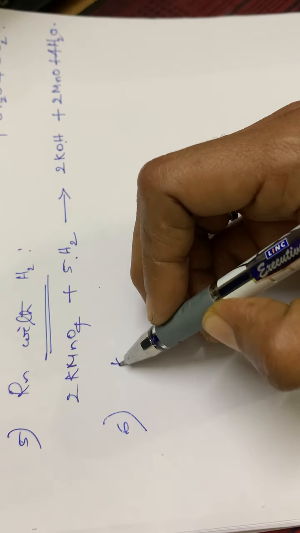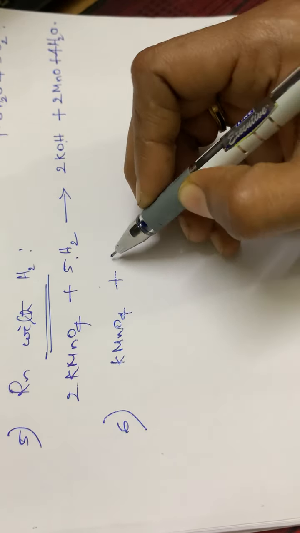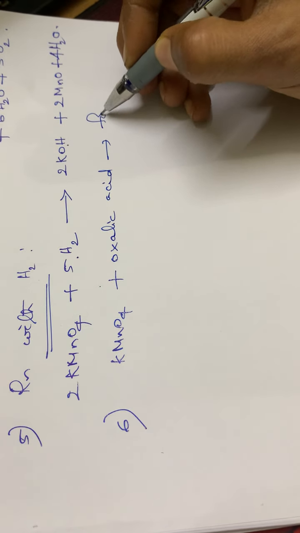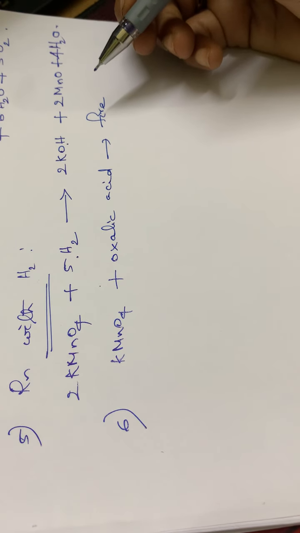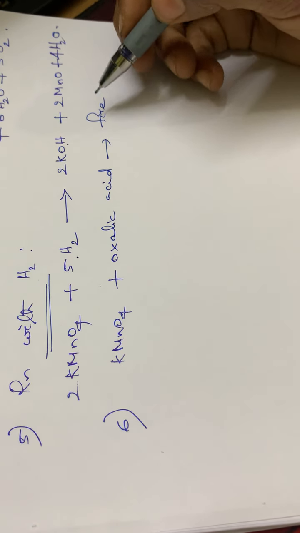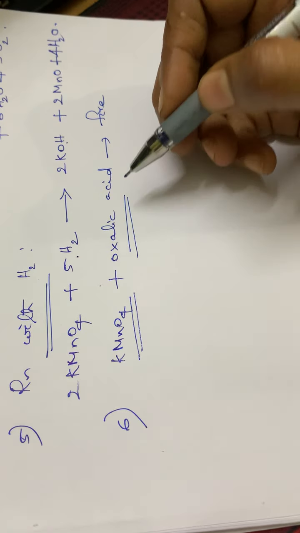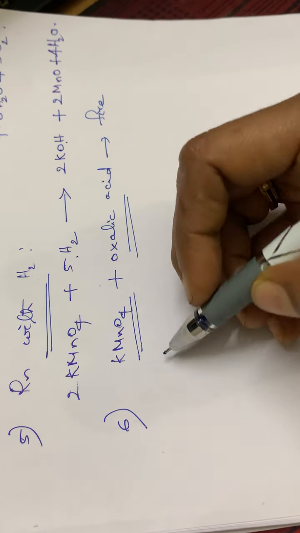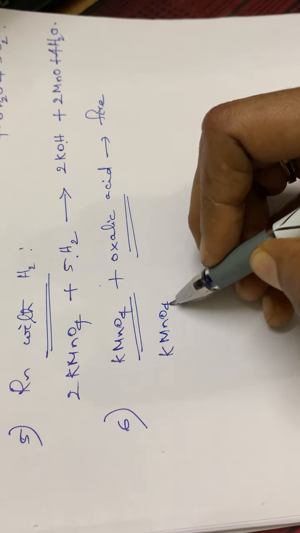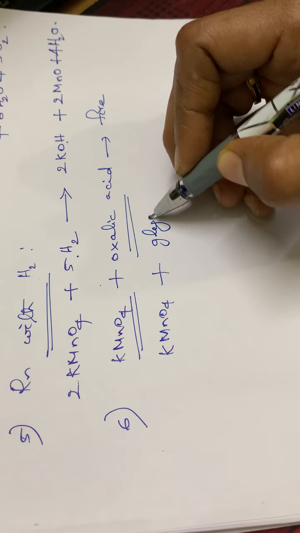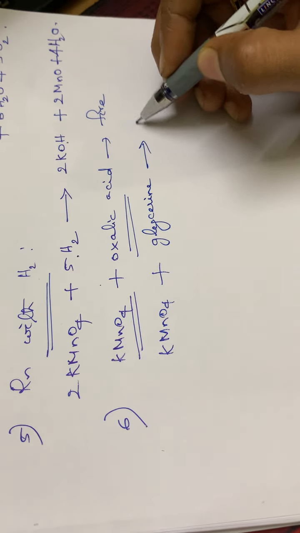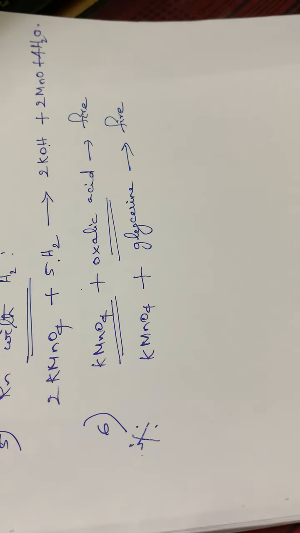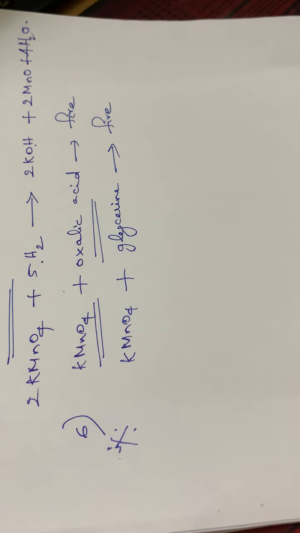Then one more reaction. A mixture of KMnO4 and oxalic acid, potassium permanganate and oxalic acid, will catch fire very easily, spontaneously. The same is the case with a mixture of potassium permanganate and glycerin. It also catches fire very easily. So this reaction you also have to notice. These are some of the important reactions.